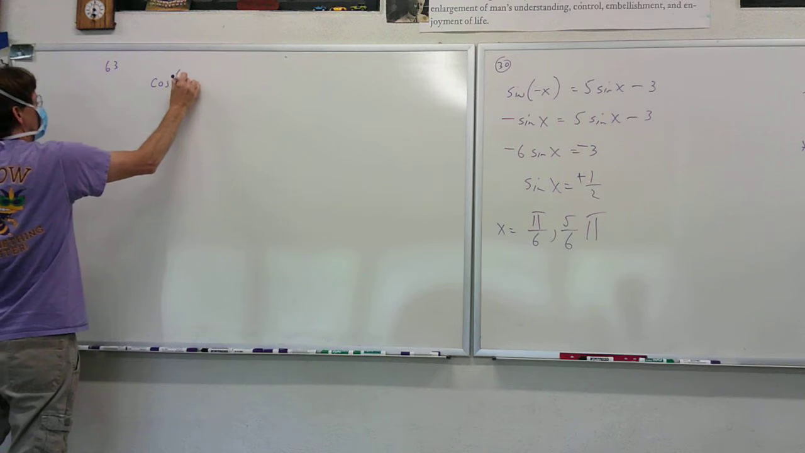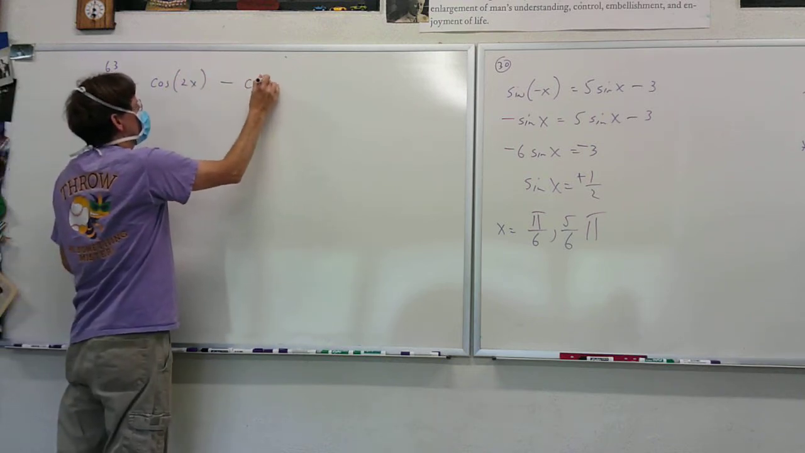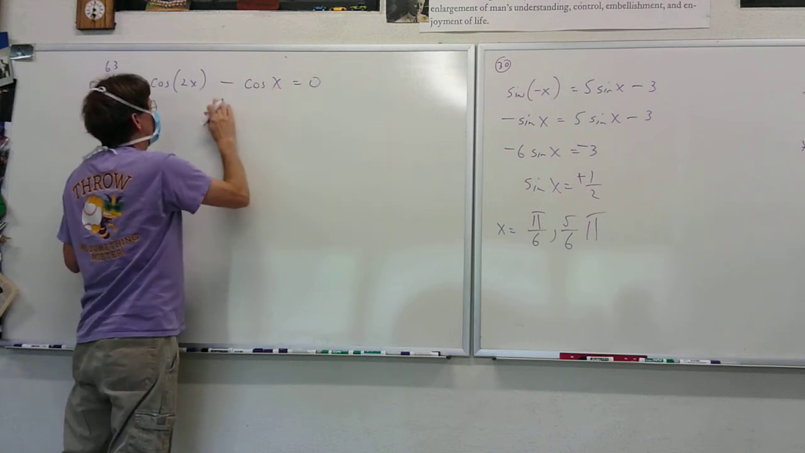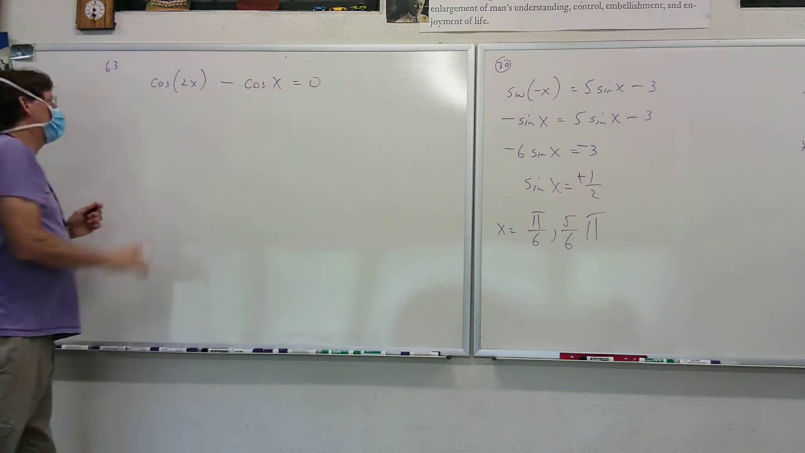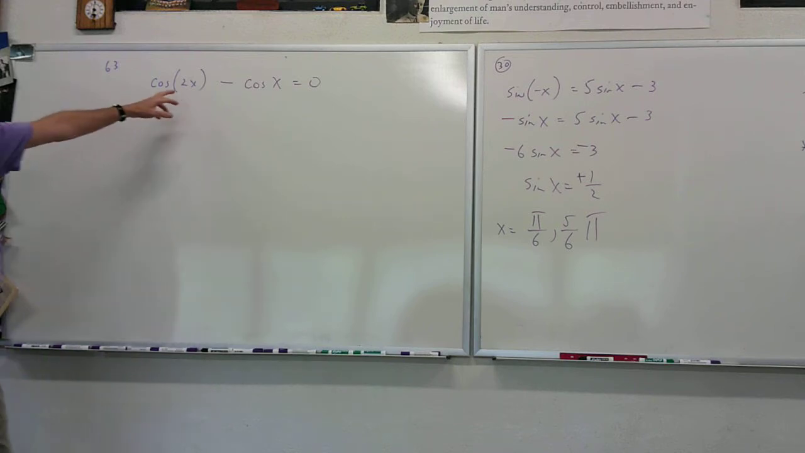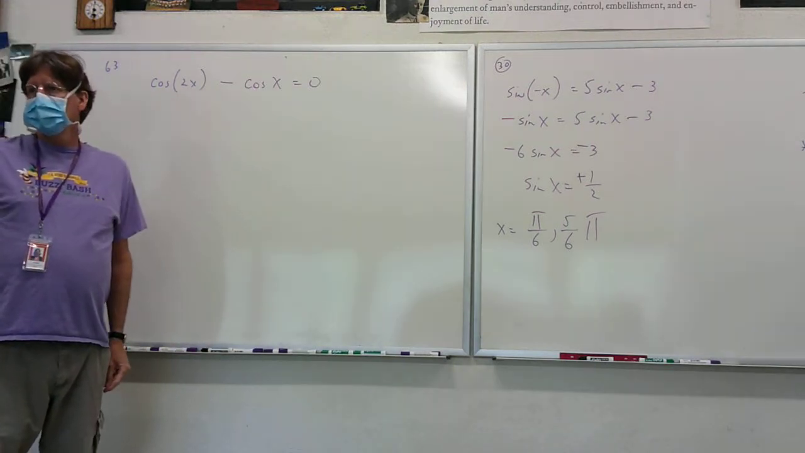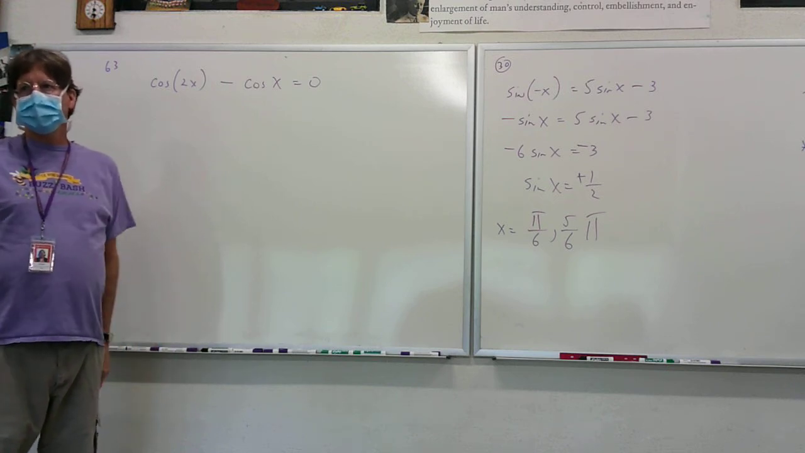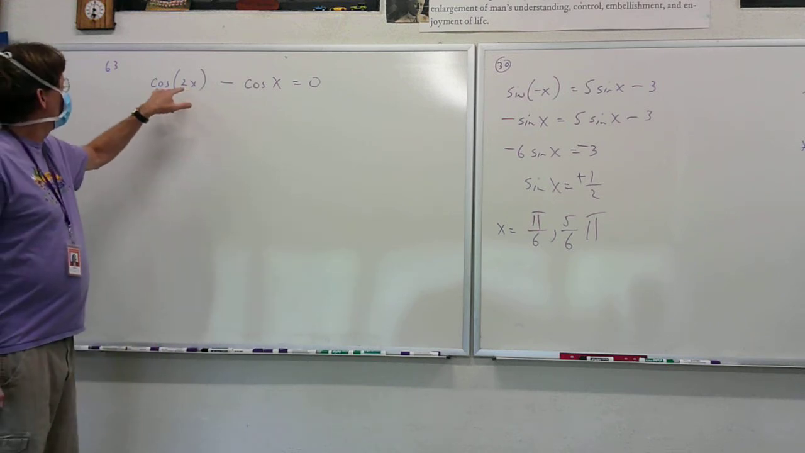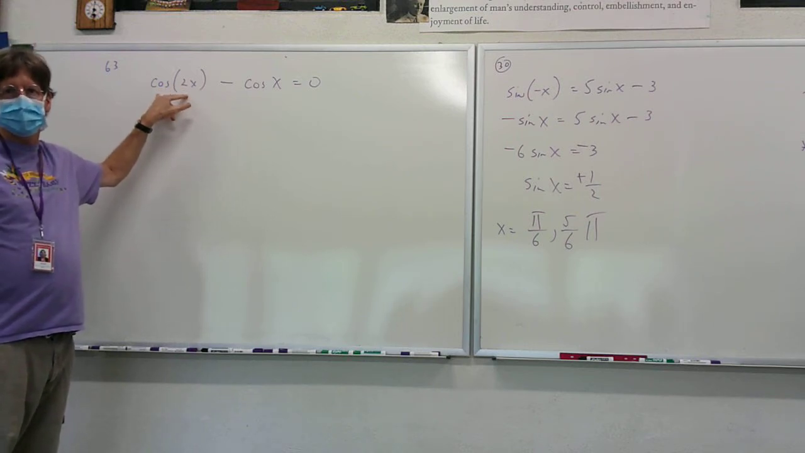Cosine 2x minus cosine x equals 0. All right. If they were both 2x, then I would just put theta in for the 2x like I showed you the other day. But they're not. One of them is a 2x and one of them is plain x. As soon as you see that, you look for an identity to change this one into plain x's, not 2x's.